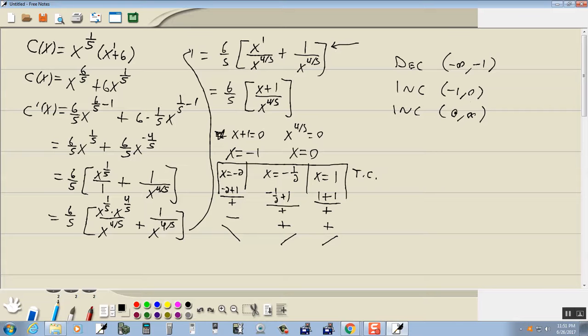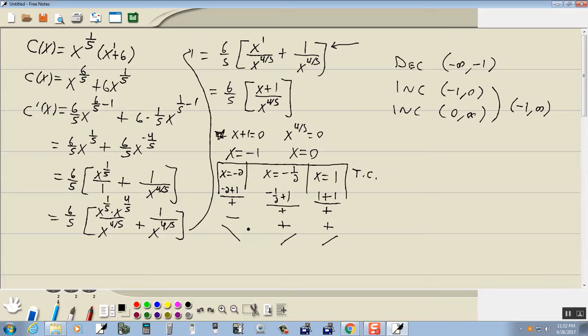Since we got negative 1 to 0 and 0 to positive infinity, these can be merged together, such that it's negative 1 to positive infinity. That's not always the case. If it's not defined at x equals 0, then you can't do that. But our domain is such that it is defined at x equals 0, so that's fine.